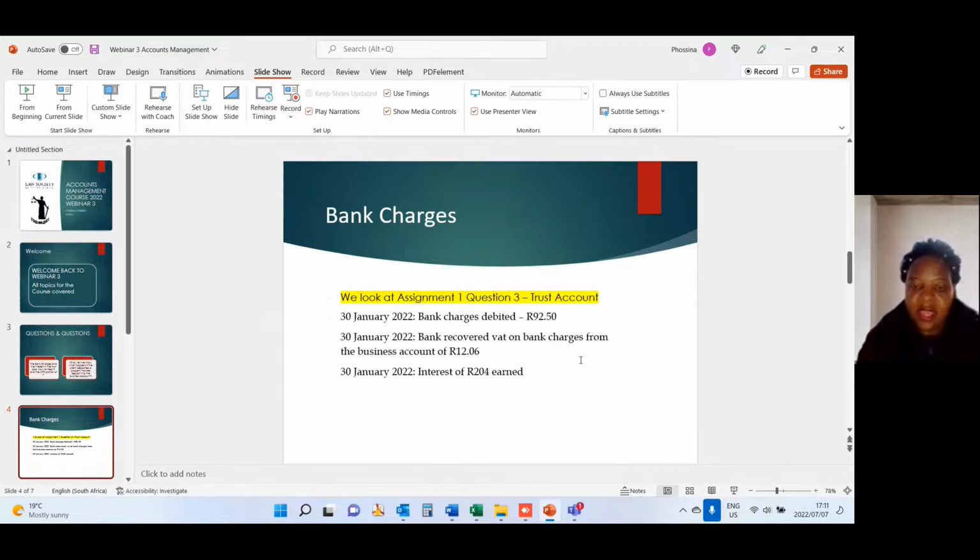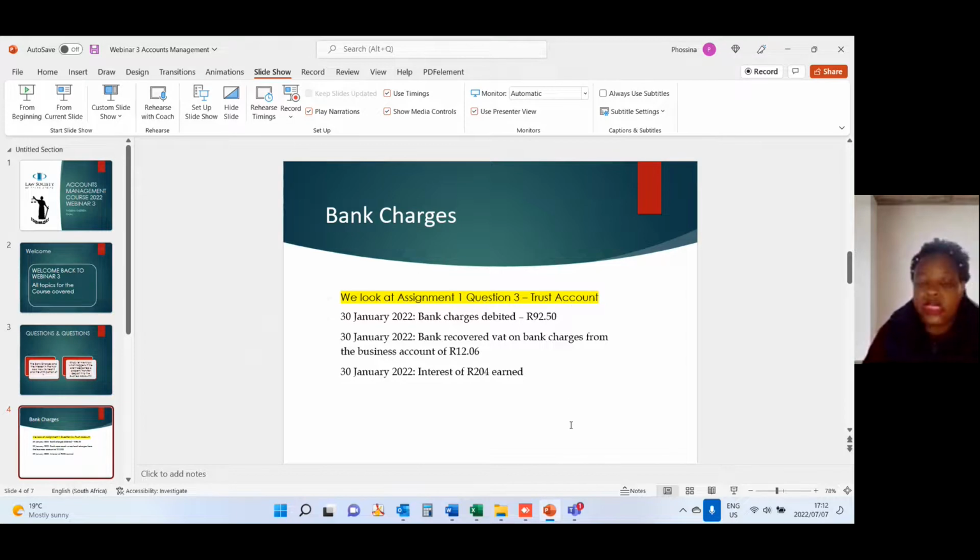So what then the bank does is that they recover the component of the VAT. In this case, it's 12 Rand and 6 cents. I will show you how we arrived at 12 Rand and 6 cents. That then they recover it from the business account. So when they recover it from the business account, then it is up to the practice to claim it from SARS, because that money is supposed to come from SARS. It is not supposed to affect the Attorneys Fidelity Fund, and it is also not supposed to inconvenience the bank because they want their fees. Okay, and then in this case, there was interest earned.